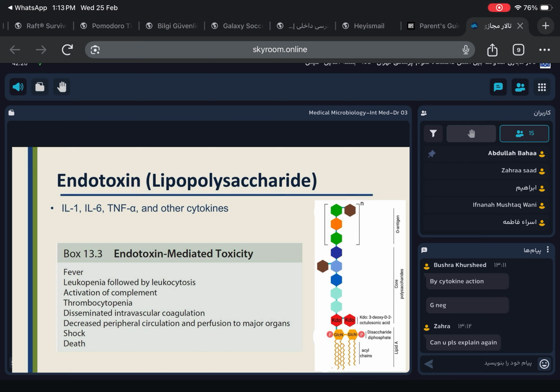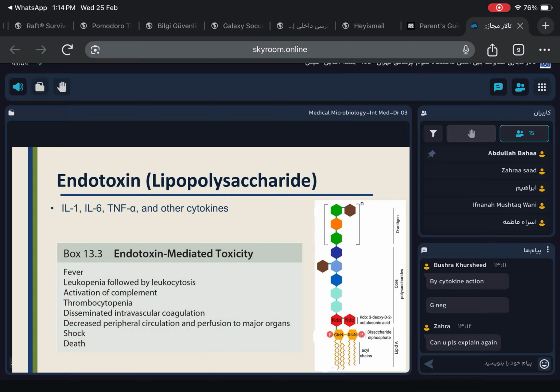Also, when endotoxin is released in the body, it causes leukopenia, which is followed by leukocytosis. Leukopenia means a low level of leukocytes, and it's temporary because after that we see leukocytosis, which is the increase in the level of leukocytes. And also endotoxin activates the complement system. The complement system is part of the immune system, and it is made of proteins which can destroy bacteria.